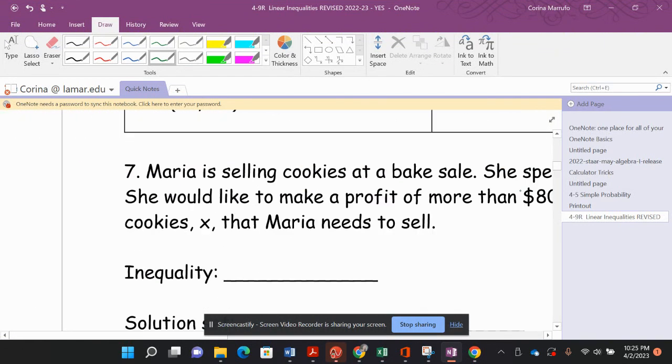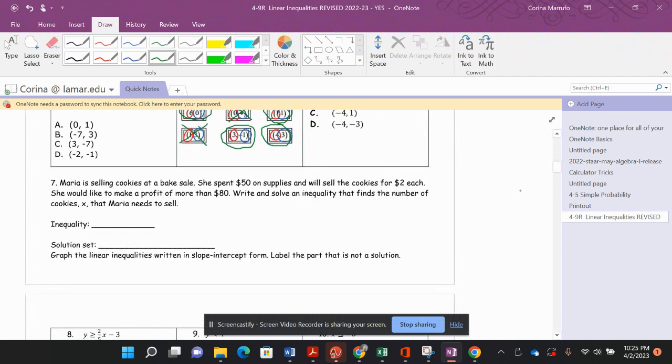Let's look at number 7. So here it says, Maria is selling cookies at a bake sale. She spent $50 on supplies and will sell the cookies for $2 each. She would like to make a profit more than $80. Write and solve an inequality that finds the number of cookies X that Maria needs to sell. So we're going to write an inequality.